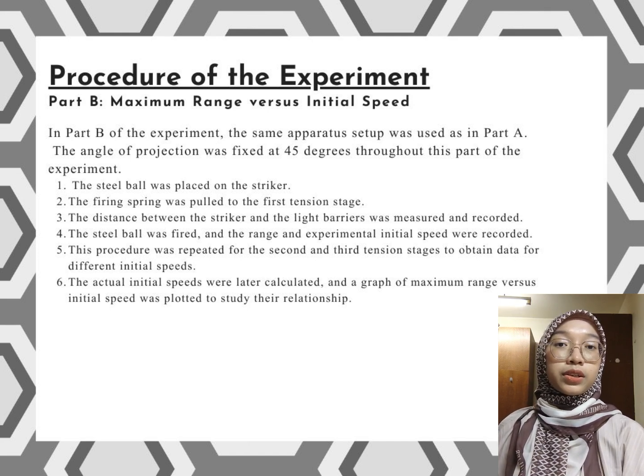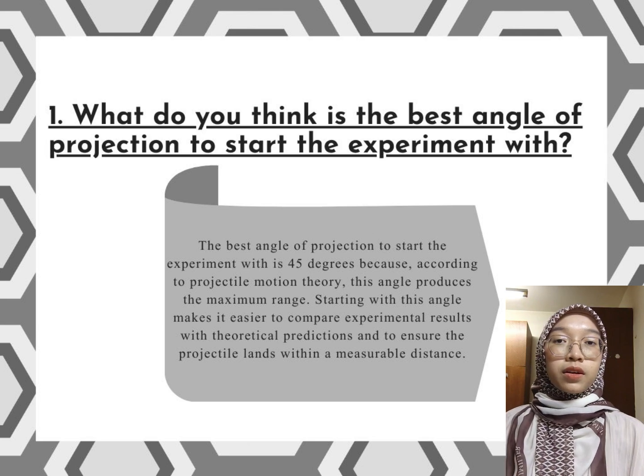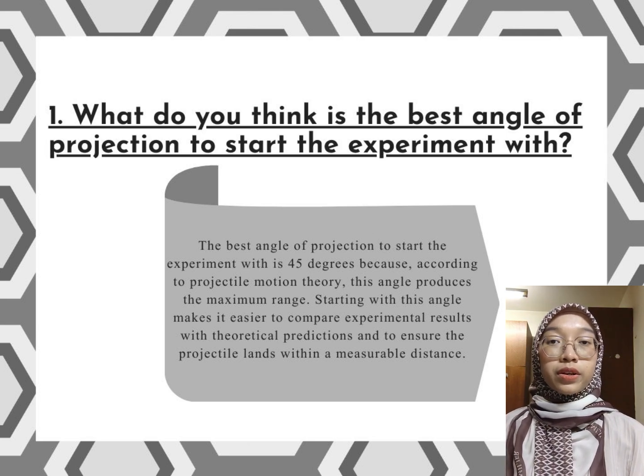Next, the distance between the striker and the light barriers was measured and recorded. Last but not least, the ball was then fired, and the range and experimental initial speed were recorded. This procedure was repeated for the second and third tension stages to obtain data for different initial speeds. The actual initial speeds were later calculated, and a graph of maximum range versus initial speed was plotted to study their relationship.